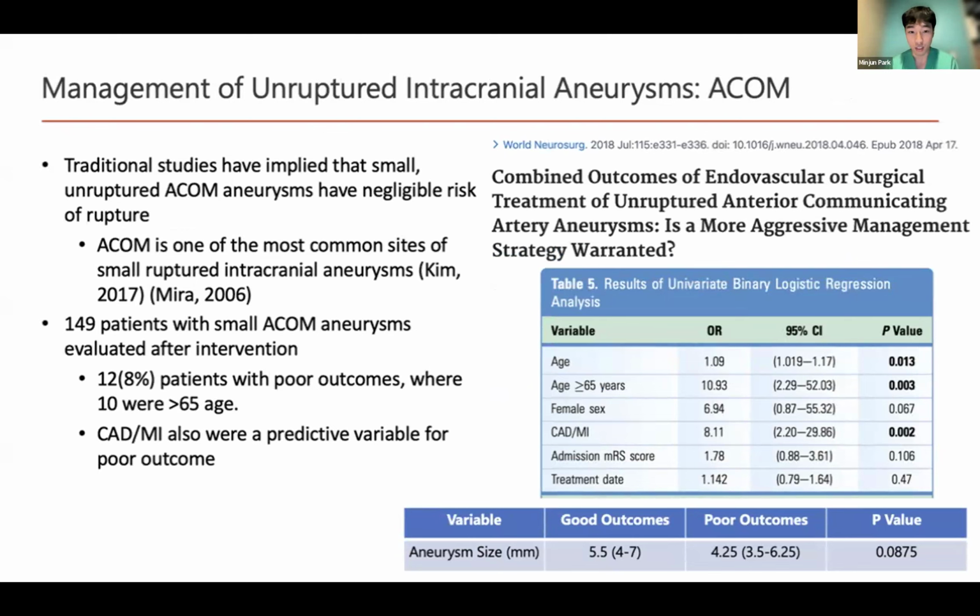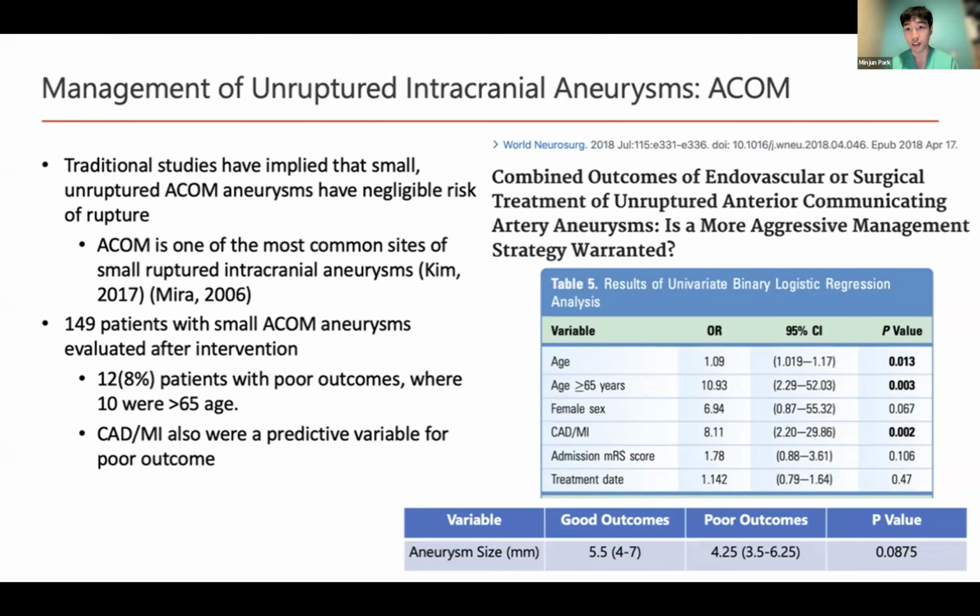In the International Study of Unruptured Intracranial Aneurysm Investigators in 2003, for example, they said the 5-year cumulative rupture rates for ACOM aneurysms under 7 millimeters are almost 0%. And this is a pretty good go-to saying that, okay, we shouldn't treat this. However, it seems like there have obviously been some ruptured aneurysms, and they are actually the most common size of small ruptured intracranial aneurysms.